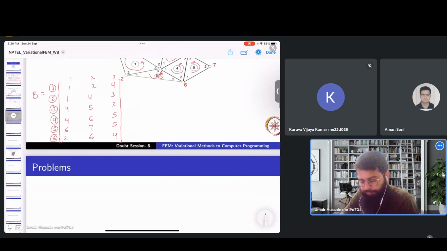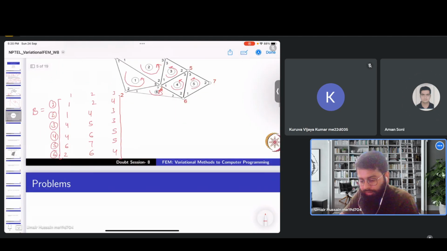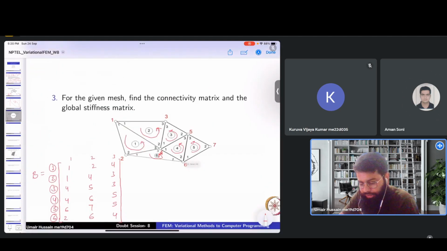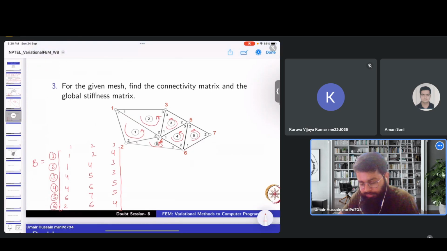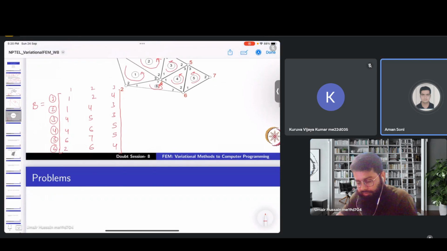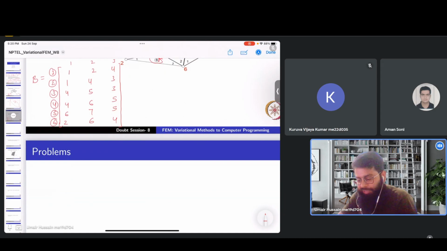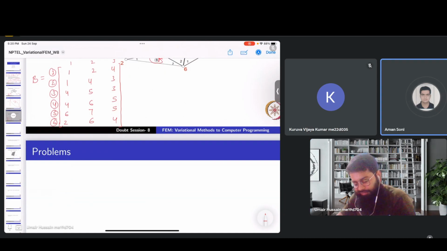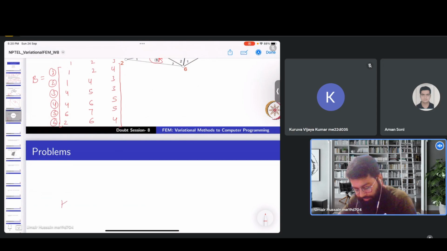Okay, do we need to do the exercise for the global stiffness matrix? Can we do this? This time we'll not look at the figure. We'll just look at this P matrix. This would be more helpful. So once again, the size of the matrix will be 6 by 6. We'll do one or two entries.